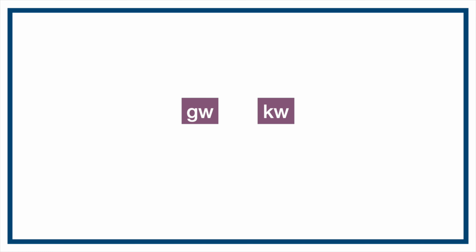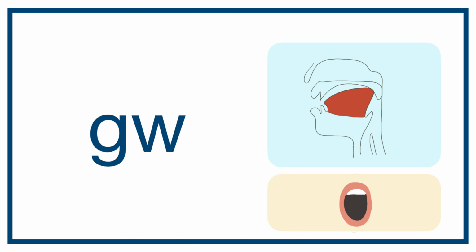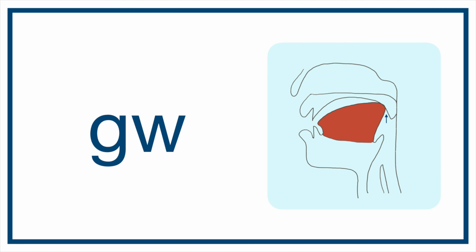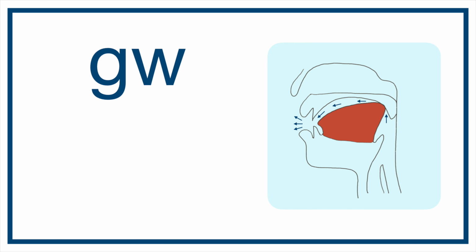They are double consonants. In the first one, we have g and the semi-vowel w. To pronounce it, we need to round your lips and raise the back of your tongue. Then use the back of your tongue to block the air. When you release the air, pull your lips to the side at the same time, like gw, gw, gwa, gwa.